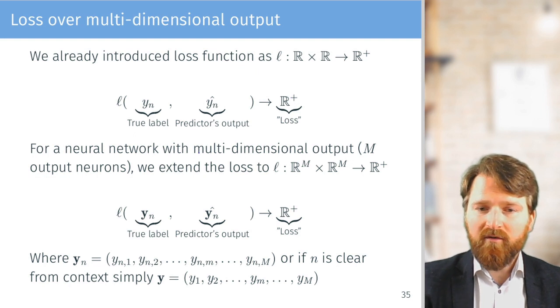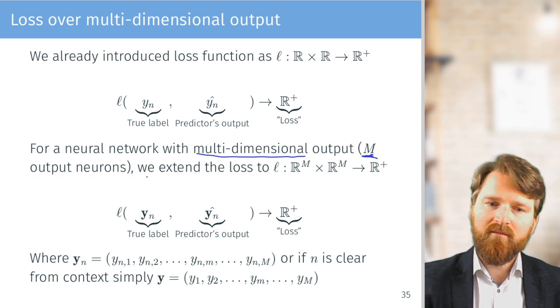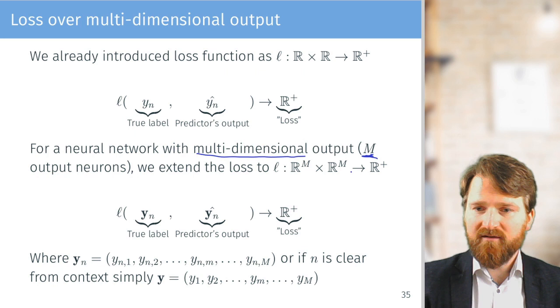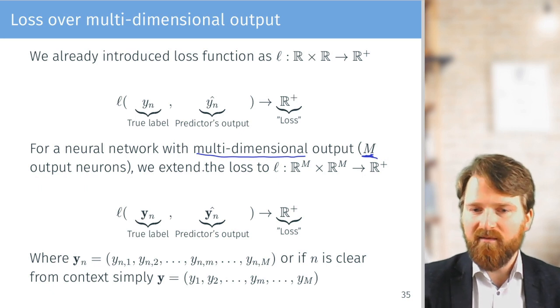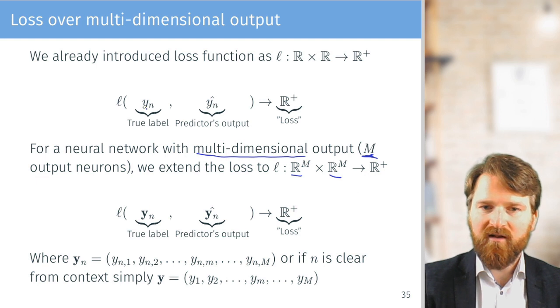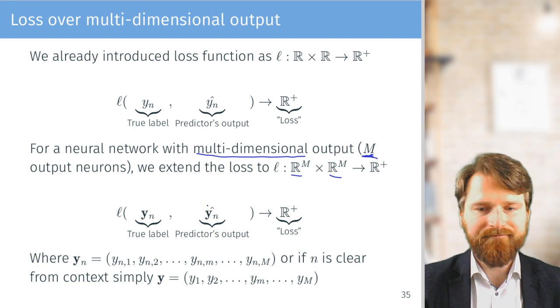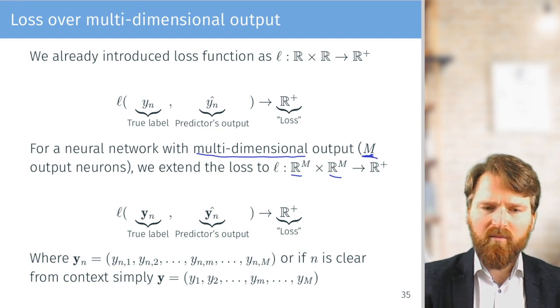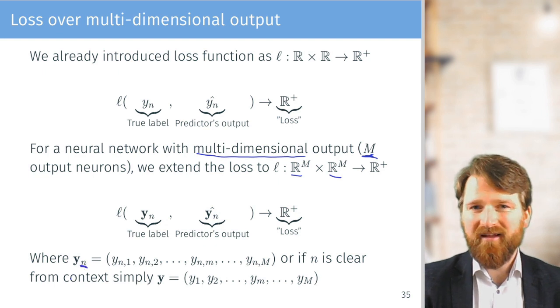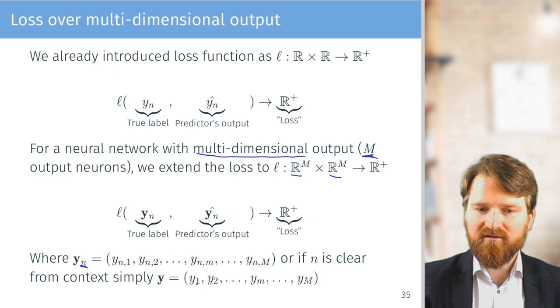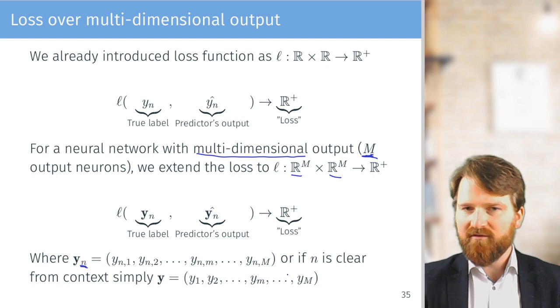If we have a multidimensional output of our neural network, for example m output neurons, we can simply extend our loss function to multidimensional vectors. The input will be two vectors, and it still outputs one single real value, the loss. We simply change the true label to the true label vector and the predictor vector. We have this n denoting the nth example in the training data set, but if it is clear from the context, we will just write the vector without the n, because it's cumbersome. The vector is yn1, yn2, and so on, the vector of m inputs for the loss.